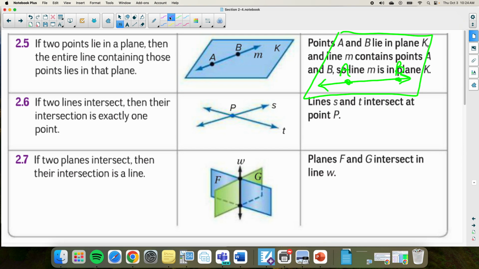2.6 talks about if you have two lines that intersect, which we don't always, right? Two lines don't have to intersect, but if they do, they intersect in one point, okay? We have parallel lines that don't intersect, but if they do intersect, it's one point.